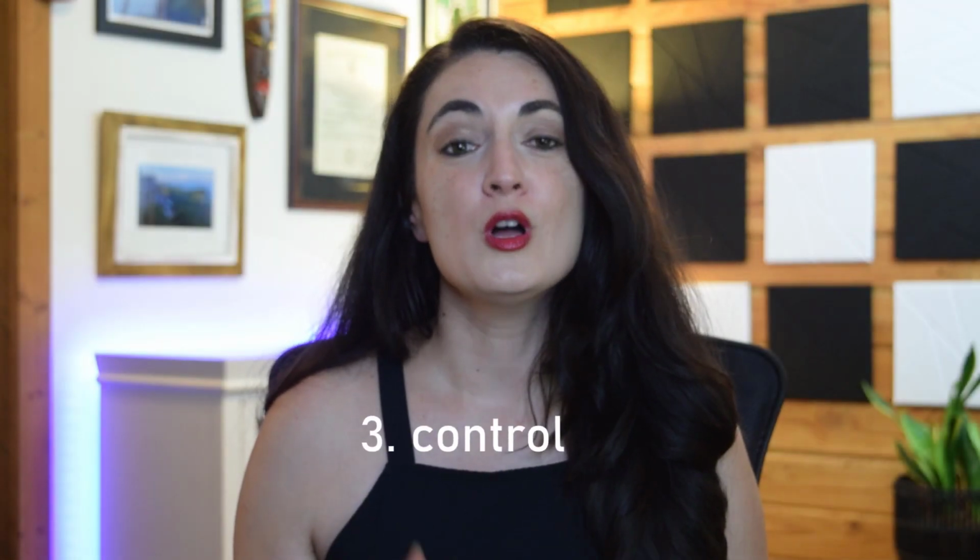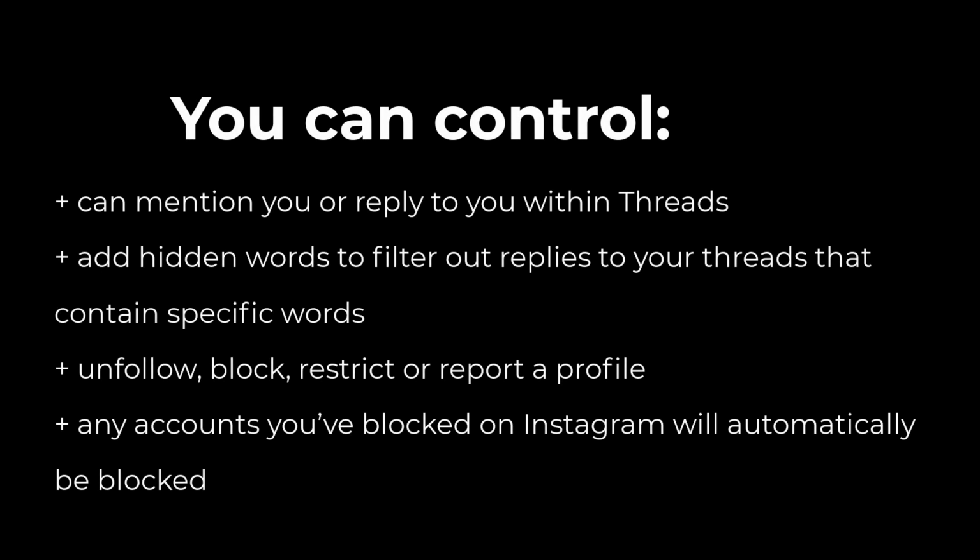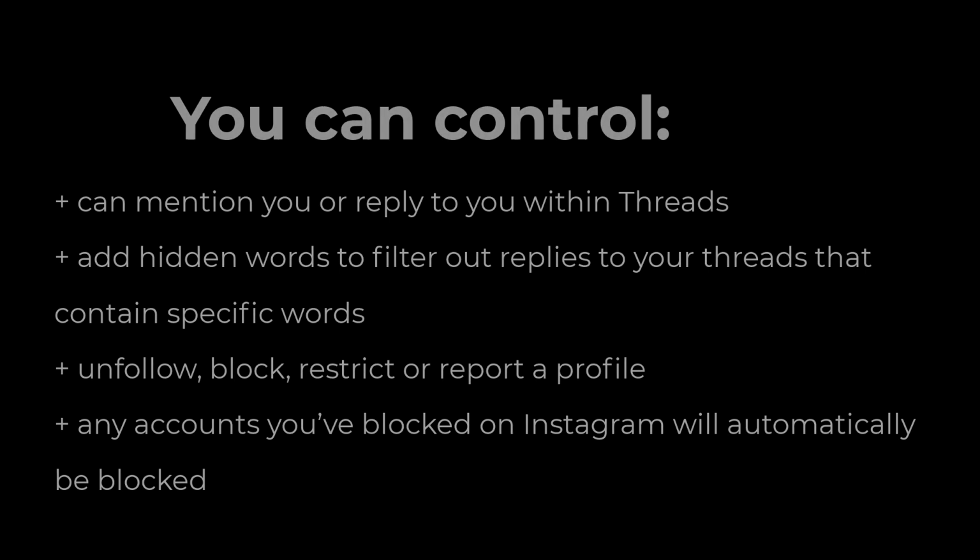Number three, control. So one of the big things that Meta is really pitching to us with the Threads app is that they're giving us more control over what we see on our feed. So for example, you can control who can mention you or reply to you within Threads. You can add hidden words to filter out replies to your threads that contain specific words. You can unfollow, block, restrict, or report a profile on Threads. And any accounts that you've blocked on Instagram will automatically be blocked on Threads as well.